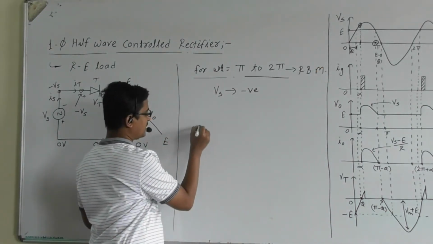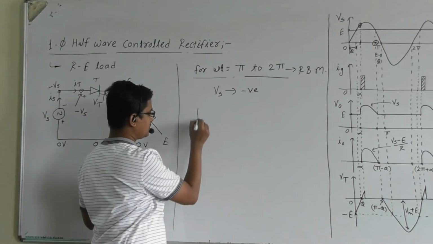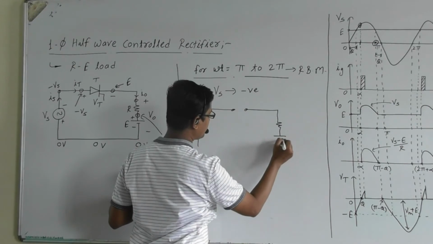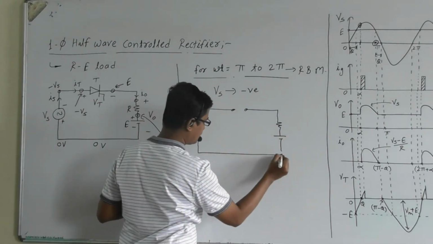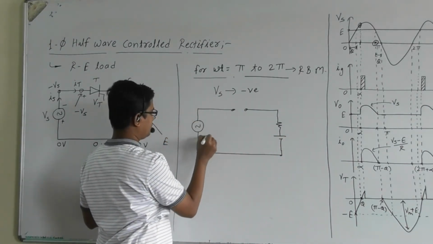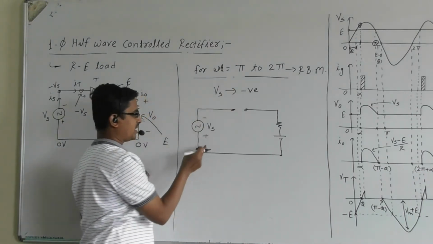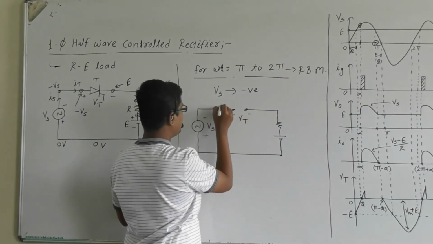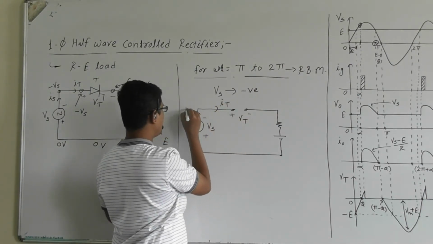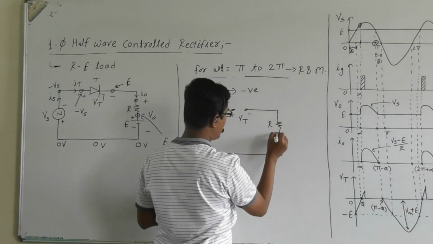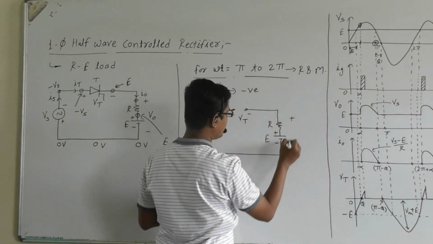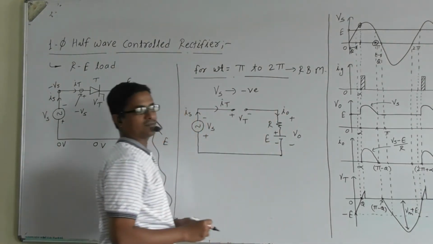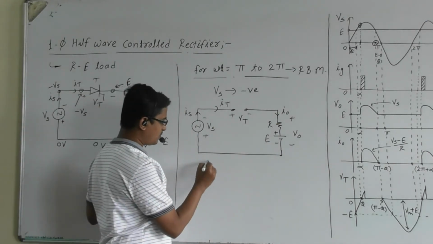Now can we draw the equivalent circuit? It is Vs, SR which is in the off state, resistor, EMF. Plus minus Vs: supply voltage is negative, that's why it is plus here and minus there. This is Vt, this one is It, Is, R, E, V0, I0, right?